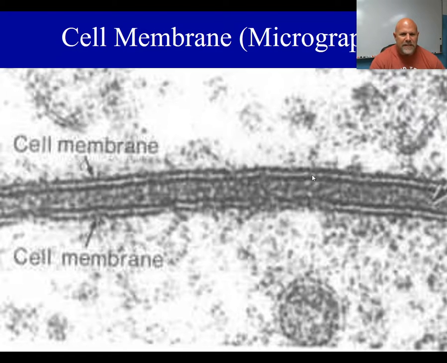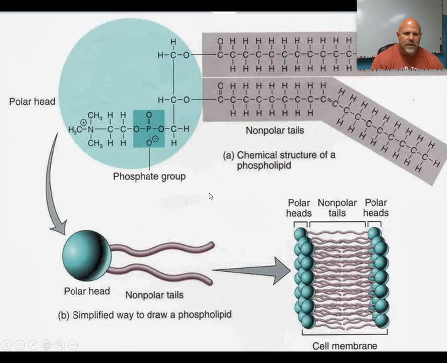You can see the heads on both sides. There's heads right here and there's heads right here. Can't really see the tails in the middle, but we can definitely tell it's a bilayer from this picture. This bilayer that looks like this is made up of phospholipids. Phospholipids are just a modified triglyceride. So one of the fatty acids is removed and we add a phosphate group to it instead.